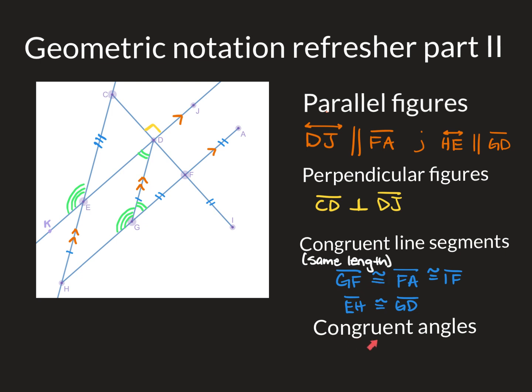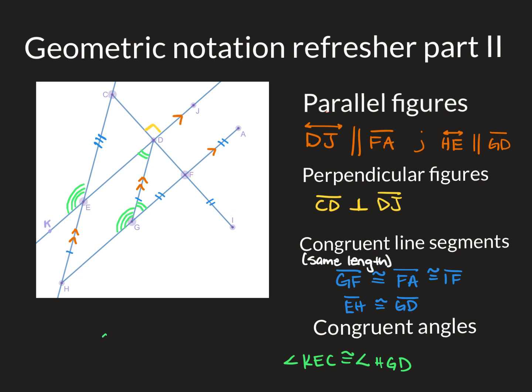So last bit here is angles. I have those marked out in green here. You'll notice here I've got these 2 arc marks, and here I've got 3. That means each of those angles are only going to match when they have matching arcs. So this one here, KEC, is going to be congruent to HGD. So angle KEC is congruent to angle HGD.